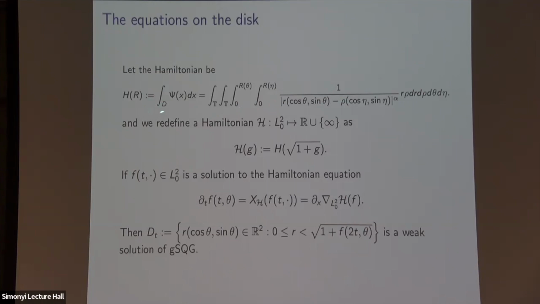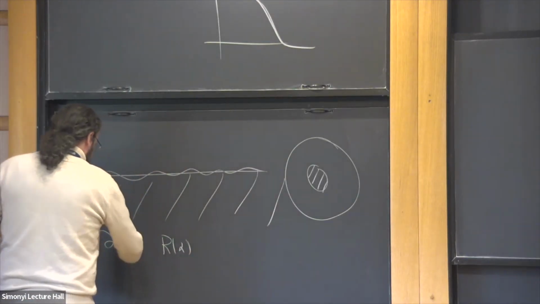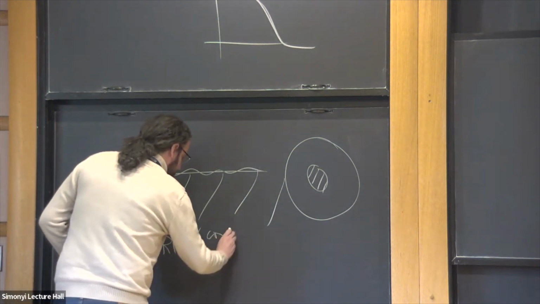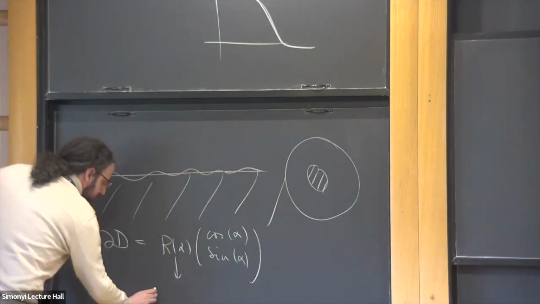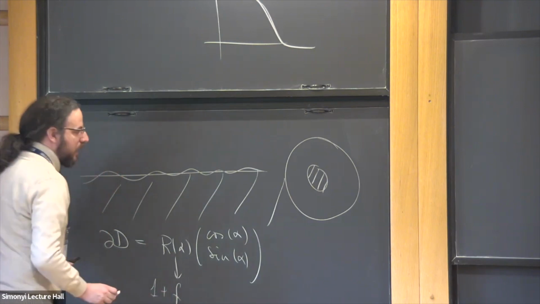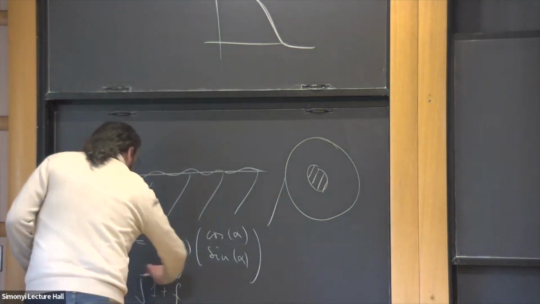So if we look at the Hamiltonian, which is the integral of the stream function, and we write it in radial coordinates, so now this R is going to be the parameterization of our patch, then the nice variable to have is not to parameterize the boundary as R of alpha times cosine of alpha, sine of alpha, and write R as 1 plus F, because that will not respect the Hamiltonian structure of the equations, but instead as the square root of 1 plus F.